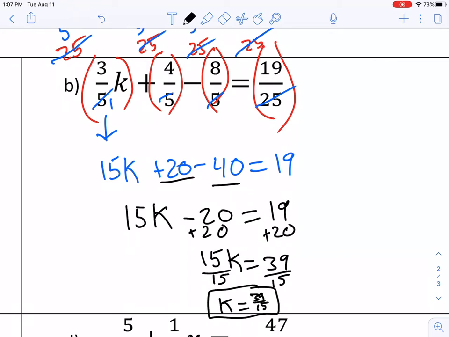That's my fraction. Doesn't reduce. Or actually it does reduce. 3 goes into both of those. So let's reduce these. This is my bad. I jumped the gun here. I got excited. Okay, I can divide both these by 3. That's 13 over 5.